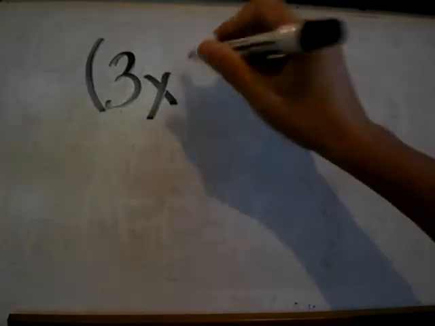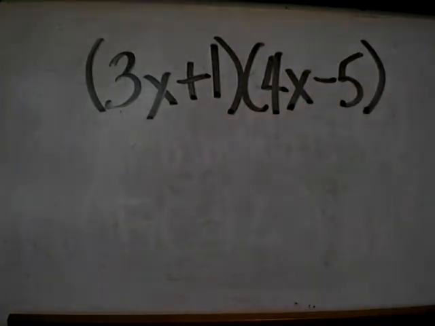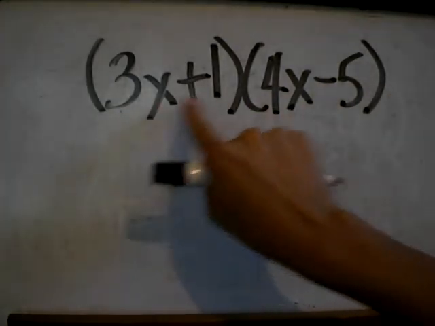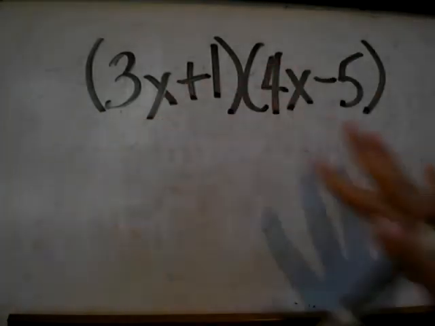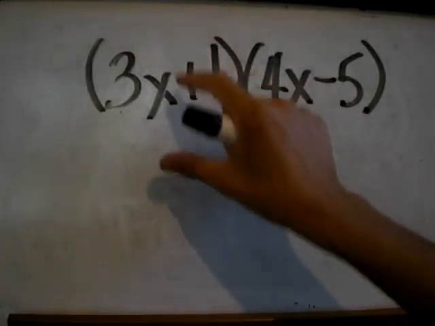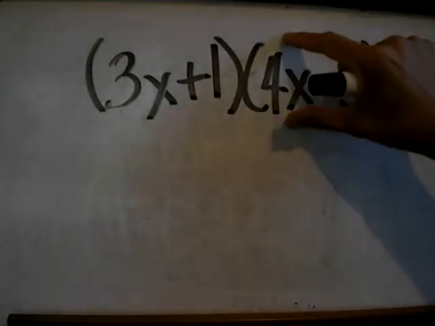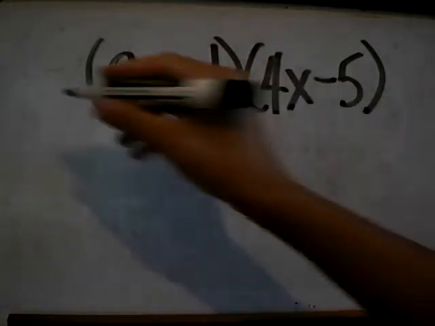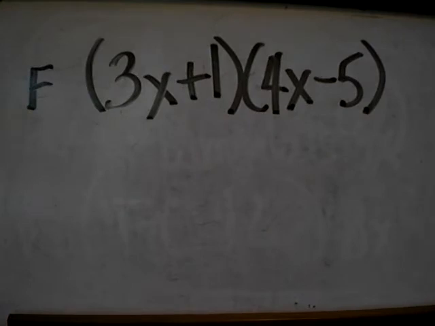Well, I'll explain. Let's say we want to multiply these two binomials: 3x plus 1 and 4x minus 5. So we've got two binomials. When you think of first, when you look at this binomial, which term comes first? Well, the 3x does. And in this binomial, which one comes first? The 4x does. So that's where we get the F, first.